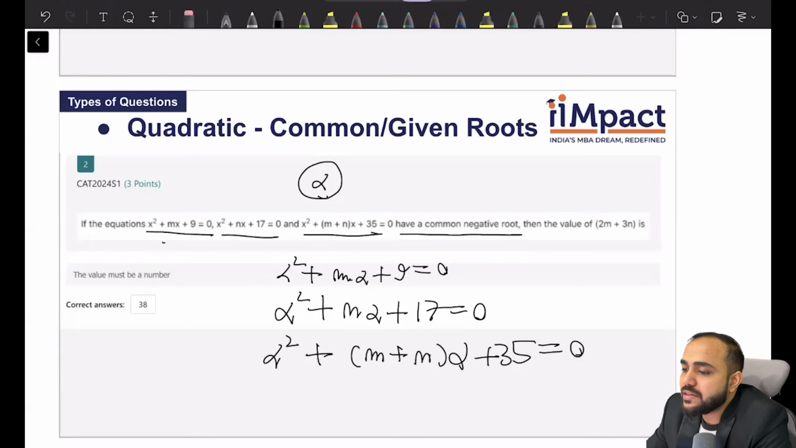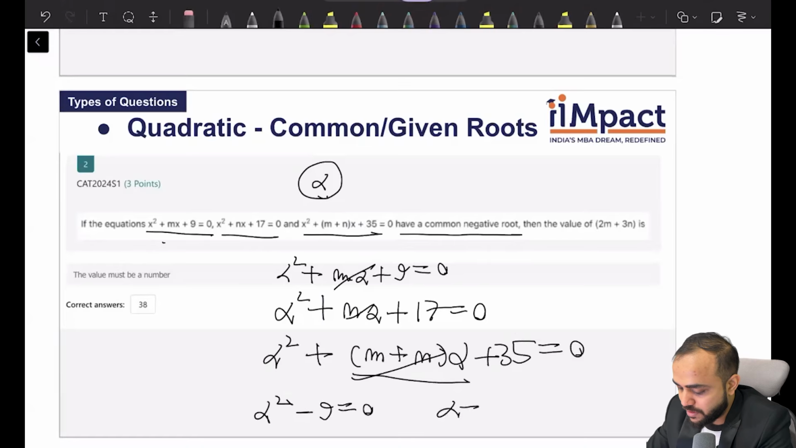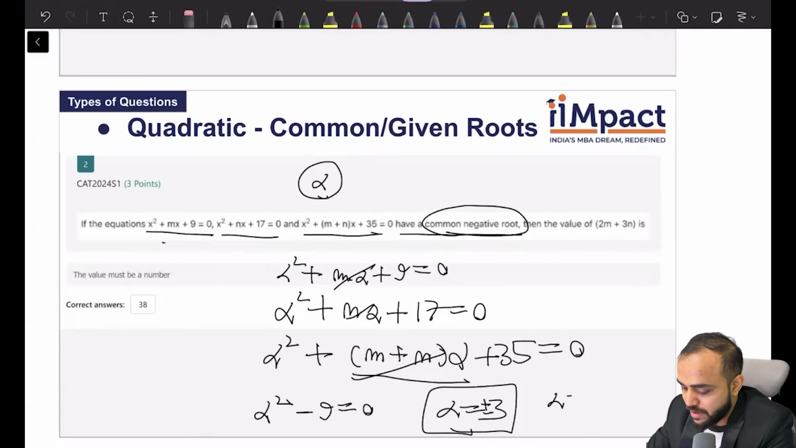Now, looking at this, it feels very natural. We should add the first two and then subtract the third one, which will get me rid of all the alpha terms. So I will get 2 alpha square minus alpha square, which is alpha square. These would cancel out. And I will have 9 plus 17, which is 26, minus 35, which is minus 9, is equal to 0, or alpha is equal to plus minus 3. Now, because they have said the common root is negative, you get alpha as minus 3.